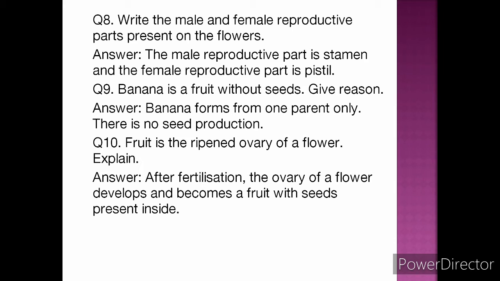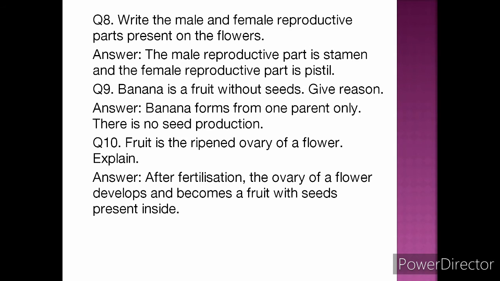Next question is banana is a fruit without seeds. Give reason. In this you have to just tell why banana is a fruit that does not have seeds. In 10th question, it is fruit is the ripened ovary of a flower. So you have to write the answer. After fertilization, the ovary of a flower develops and becomes a fruit with seed present inside.